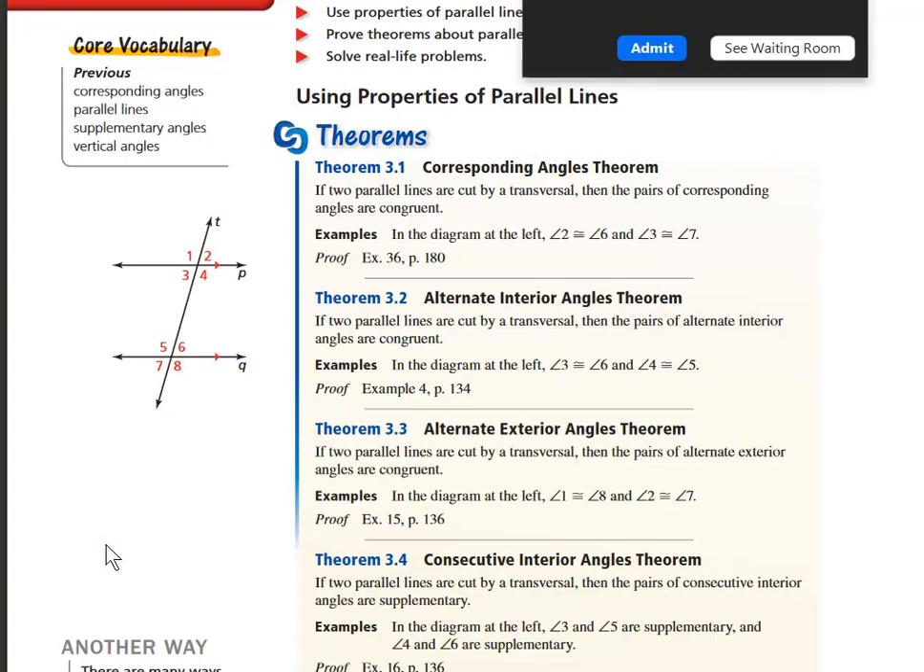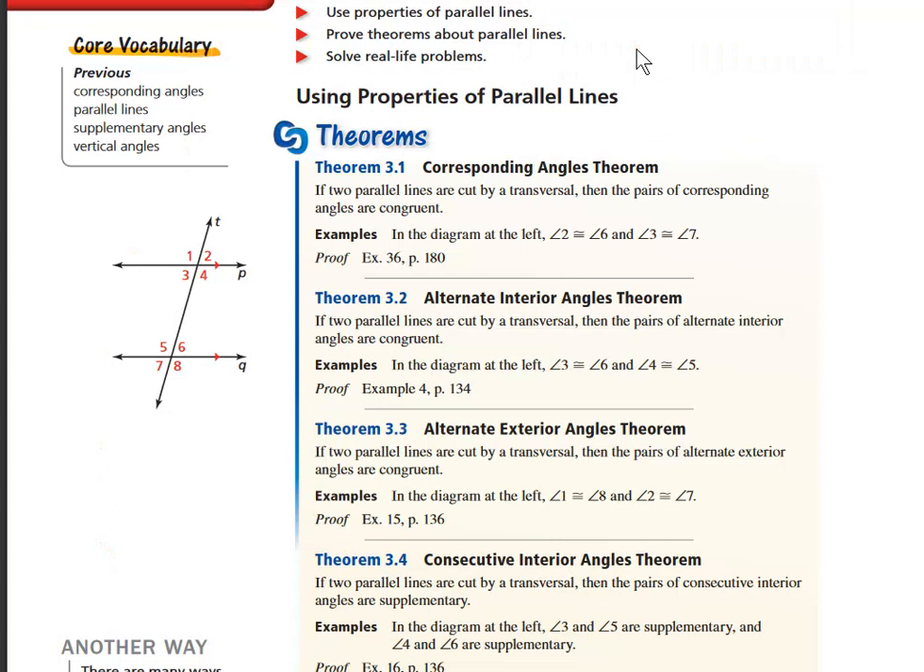Okay, so it is official now. We have 4 theorems that tell us certain things are equal to each other or add up to 180. In other words, are supplementary.